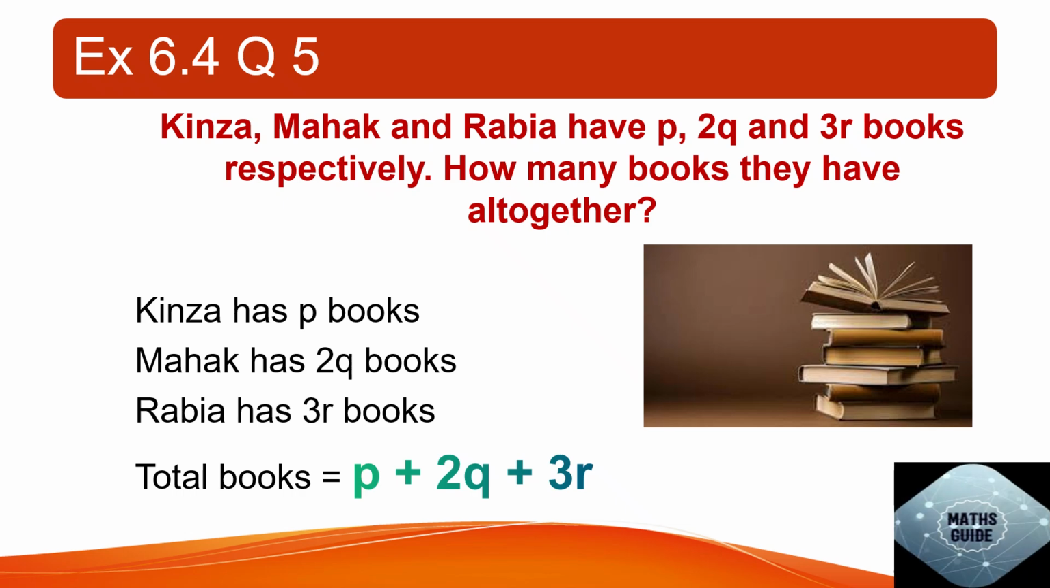What we have to do is first of all write the statement that Kinza has P books, Mehek has 2Q and Rabia has 3R books. They are asking how many books altogether. Obviously altogether means we have to add them. So we will just write an algebraic expression for this because we cannot solve it, because the variables are different. When the variables are different, they are unlike terms. They cannot be added or subtracted. So we will leave our answer like this, that total books are P plus 2Q plus 3R. How simple this question was.